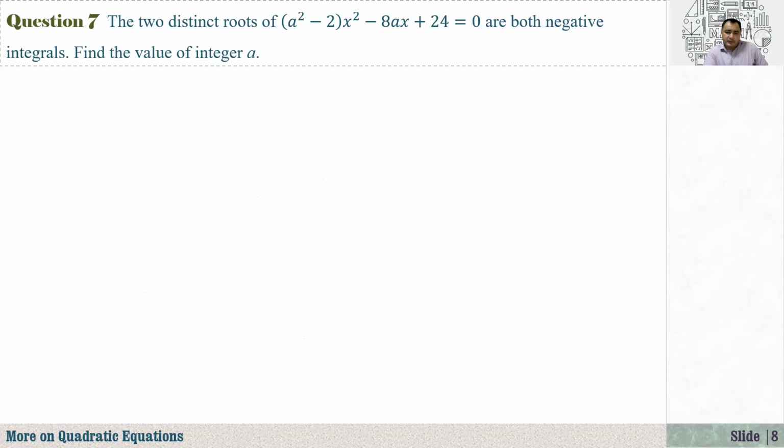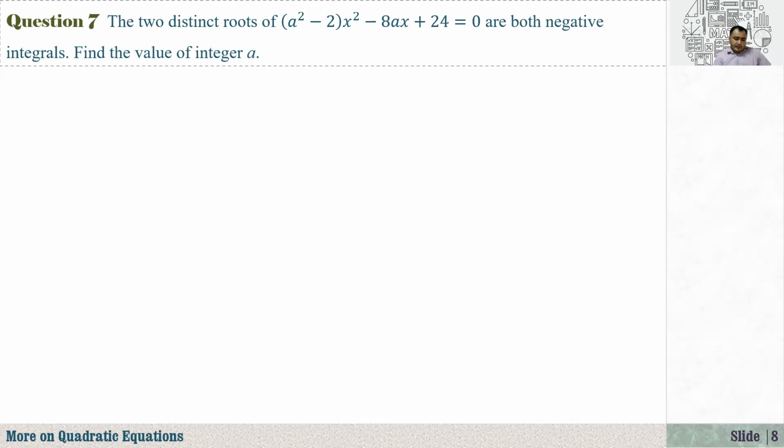The two distinct roots, instead we have two roots and they are different from each other. Two distinct roots of the quadratic equation (a squared minus 2)x squared minus 8ax plus 24 equals 0 are both negative integers. Find the value of integer a. So the two distinct roots are both negative integers, and we need to find the value of integer a. Also a is an integer.